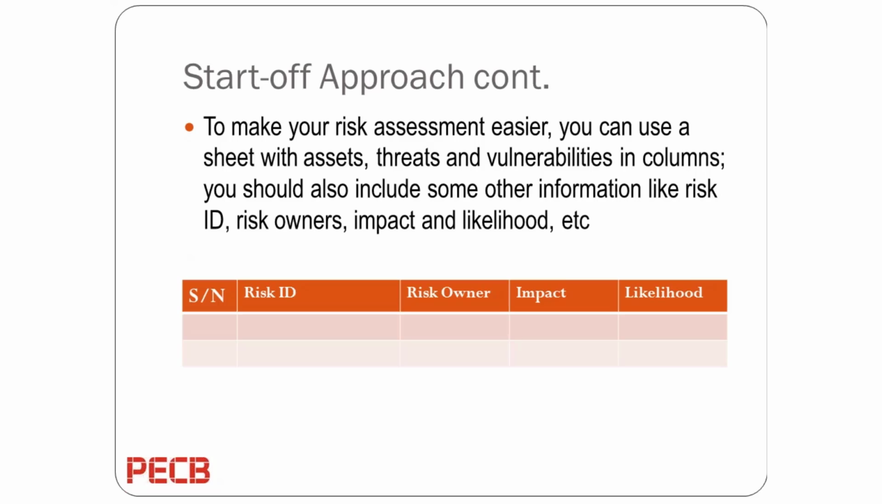Now, to make your risk assessment easier, you can use a sheet with a table like you have on your screen here, with a column for assets, a column for threats and vulnerability, and then you should also include some other columns like the risk IDs, the risk owners, the impacts in the event of occurrence of such risk, and the likelihood of such risk occurring. So you need to include all that in the columns.